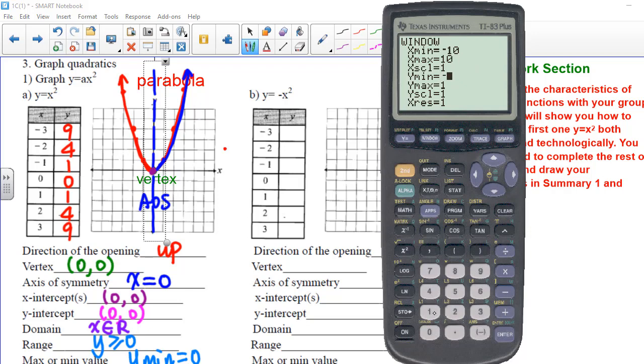The y minimum usually is -10 as well. And the y maximum is 10. And we want to keep 1 as the scale length for the y-axis. So right now, let's graph y equals x squared. Here we go. This one is exactly the same as what we graphed manually.